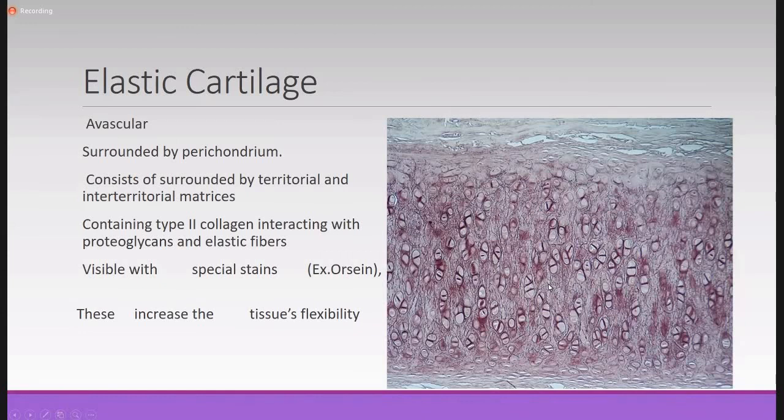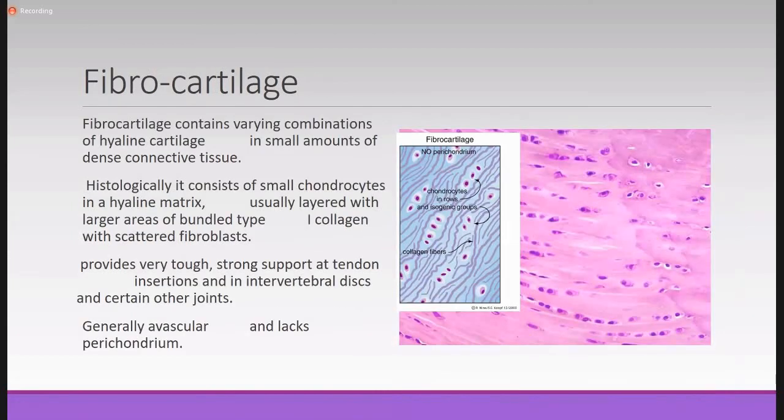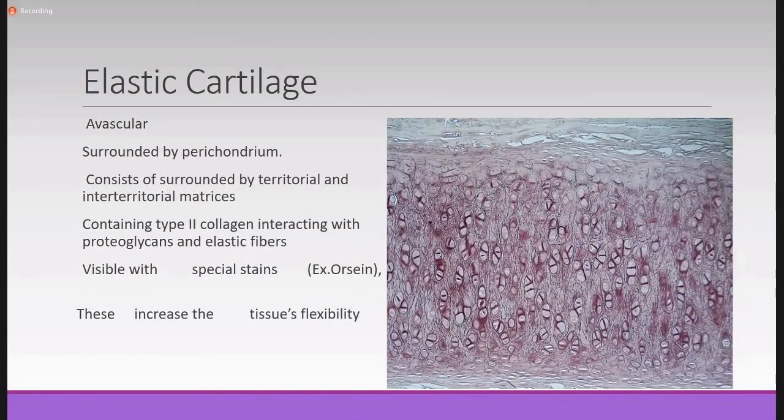Usually a special type of staining is used to highlight the elastic fibers. The presence of the elastic fibers in the elastic cartilage is what increases its flexibility. The locations of the elastic cartilage are the Eustachian tubes and the ear pinna. So these are some of the structures where you have the elastic type of cartilage.